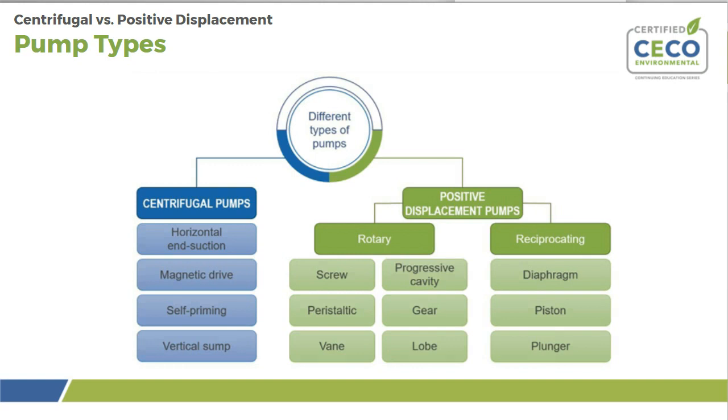So again, the key takeaway here, with rotary rotation via a specific pumping element, versus reciprocating, a constant back and forth motion. And this is also why, as we heard in the piston pump description, you're using check valves at the inlet and the outlet of the pump to guide the liquid through.